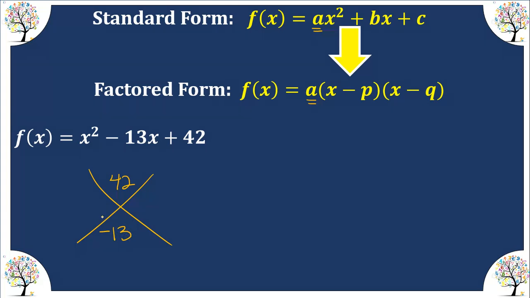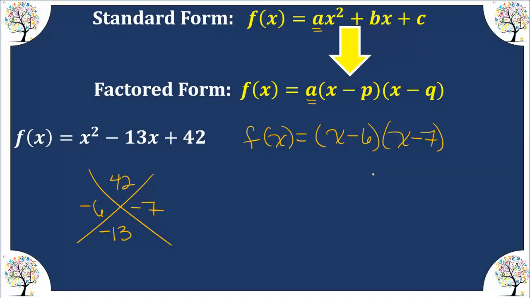So what 2 values multiply to give you 42, but add up to give you -13? I believe that's going to be -6 and -7. Gives us a positive product and a negative sum. So in factored form, our a value is 1, just like in standard form, but we don't need to write it. And so we have x minus 6 and x minus 7. Our roots would be 6 and 7.